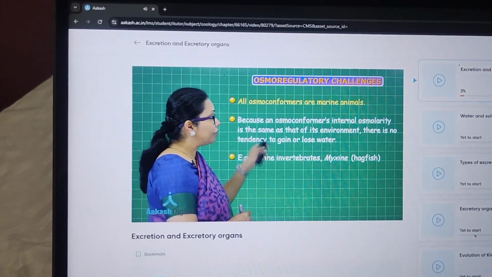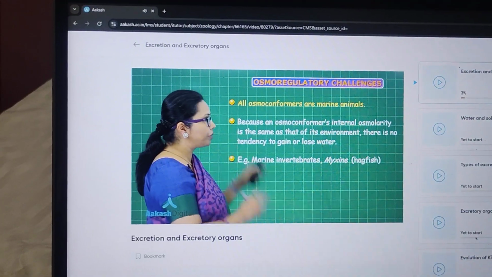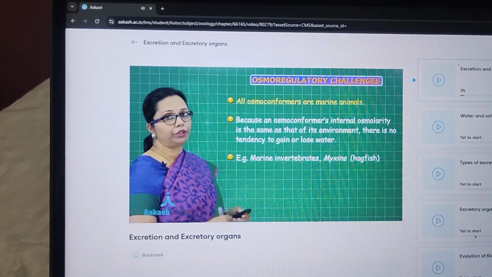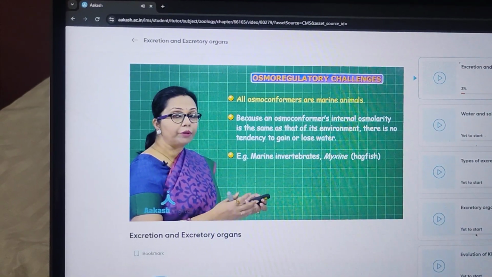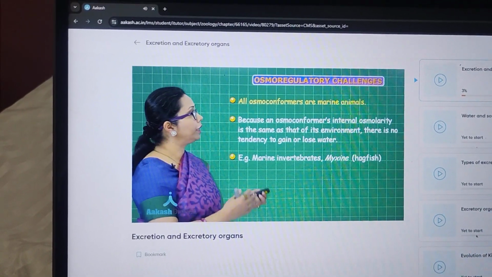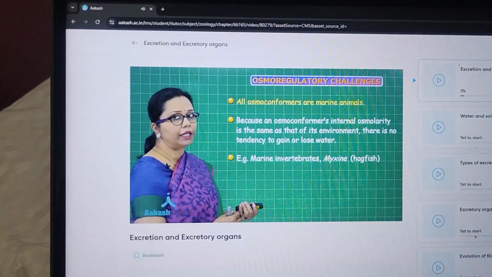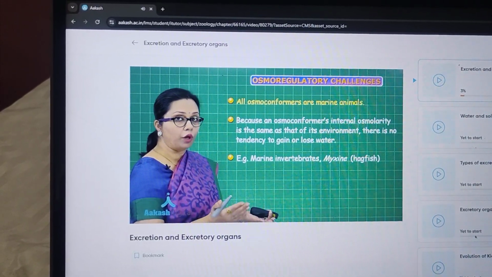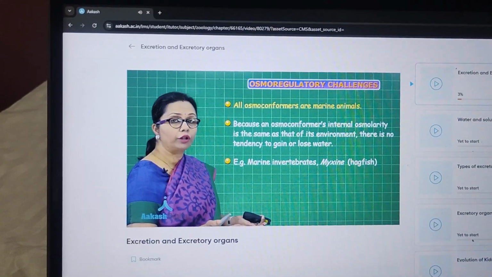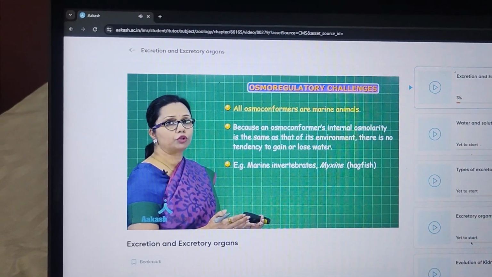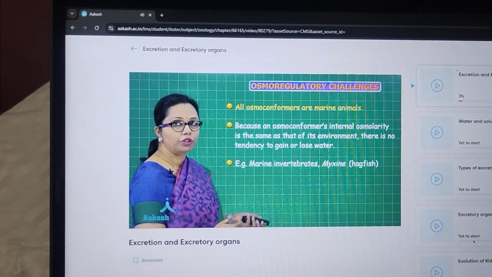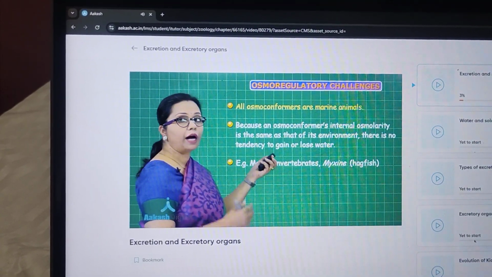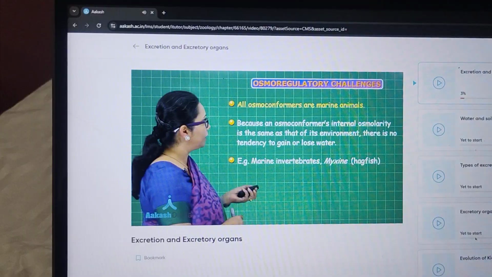But these animals will have to restrict themselves to the marine environment. They cannot move to other habitats, because in other habitats there would be quite a lot of difference in the salinities. If we go into fresh water, the osmolarity in fresh water is just 50 milliosmol per liter. So it is not possible to have the cell cytoplasm at that low osmolarity.